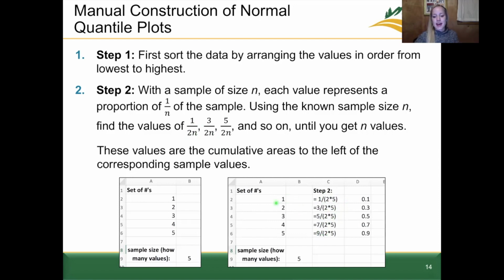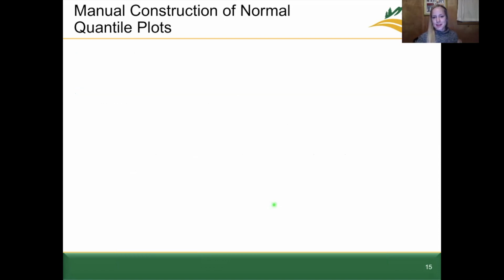We only have 5 data points here, so I'm doing this 1, 2, 3, 4, 5 times. In this column, I've showed you how I set up the calculation, and in this column is where I have my answers. So it's basically this equation. I hit enter, I got 0.1, 0.3, 0.5, 0.7, and 0.9. Why did I do this only 5 times? It's because I have 5 total data points in this sample. Let's go to step 3.